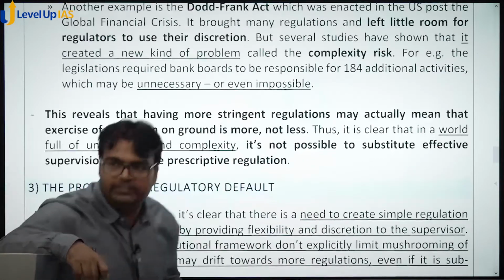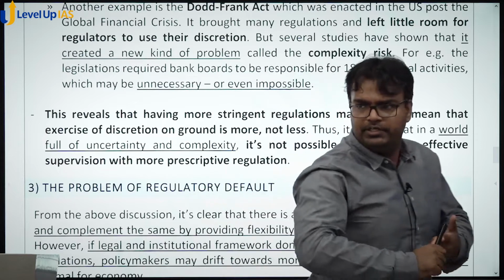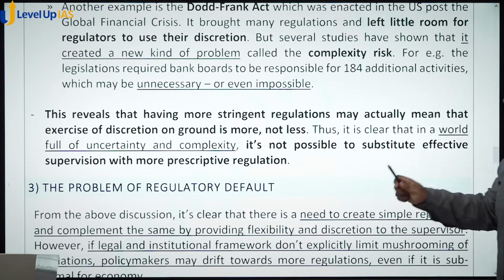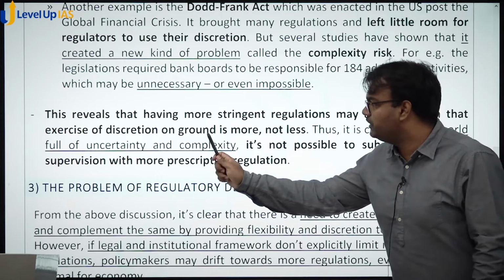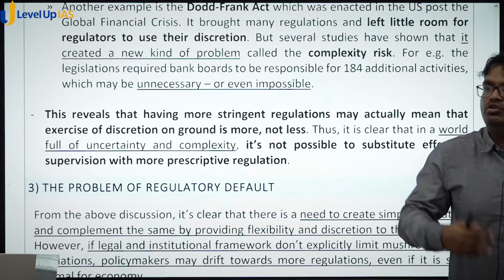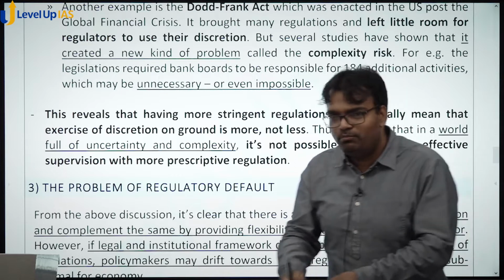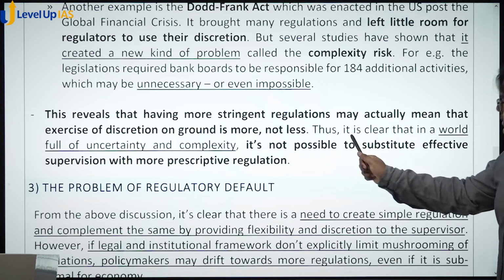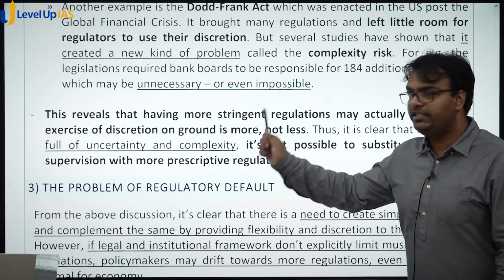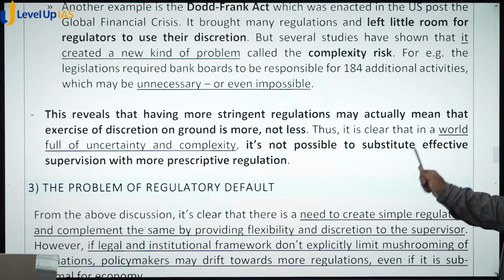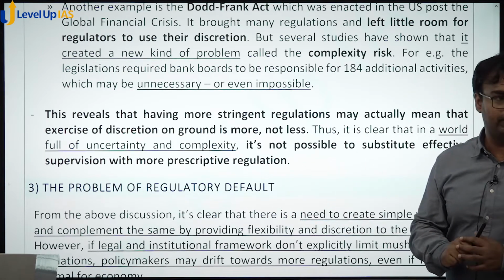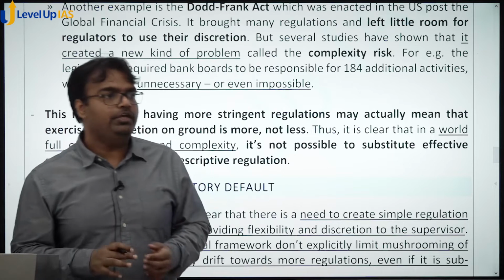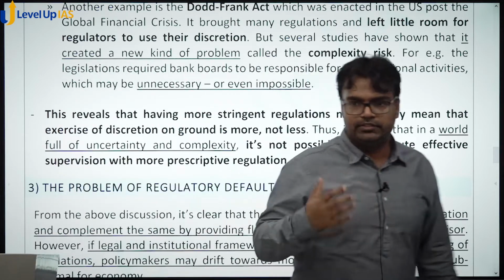So what all these examples, whether it is getting a construction permit in India or all these different examples, show is that having more stringent regulation may actually mean that exercise of discretion on the ground is more. The more the regulation, people will not be following that regulation, more discretion would be on the ground, not less. Thus, it is clear that in a world full of uncertainty and complexity, it's not possible to substitute effective supervision with more prescriptive regulation. Just by regulating things, you will not be able to get things implemented properly. You have to supervise how the process is going on.